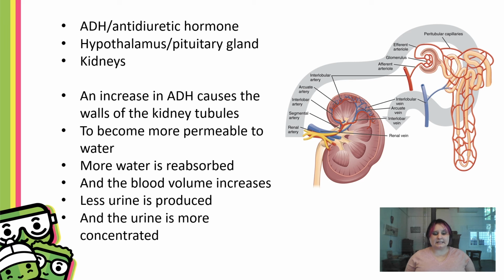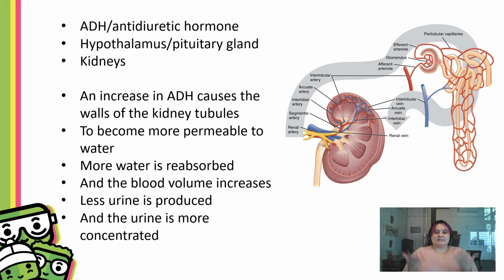And once it gets to the kidneys, ADH is going to drop off its message to the kidneys, and it's going to tell the tubules in the kidneys that they need to become more permeable. And what permeable means is it allows certain molecules to be able to pass through it. So a membrane can be permeable, allowing certain molecules to pass through it. So more antidiuretic hormone makes the walls of the kidney tubules more permeable, meaning more water can pass out of the kidney tubules and be reabsorbed back into our bloodstream.